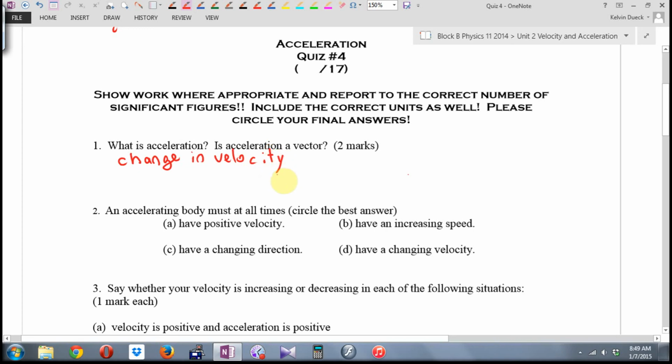What else did you say? Holler it out and I'll probably give you the mark. What else did you say? Oh, is it a vector? Yes or no? Yes. So one mark for the yes, that is non-negotiable. If you said no, sorry. What else could you say acceleration was? Anybody say anything else? Y'all said change in velocity? It's really a change in velocity over change in time. But if you're changing velocity, you're accelerating, which has huge implications in the next unit, too.